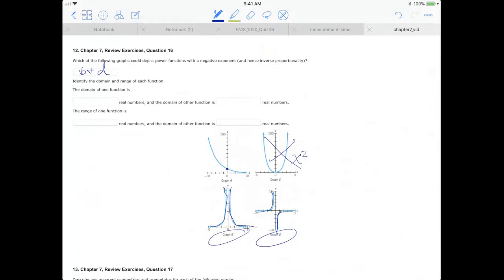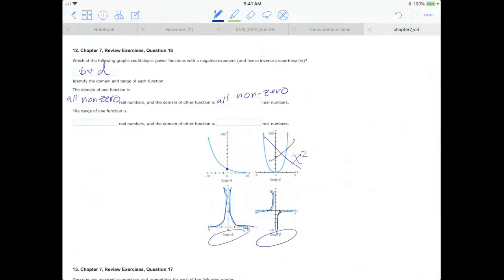Well, except we can't plug 0 in. So all non-zero real numbers. All non-zero real numbers for both of those, for both B and D.